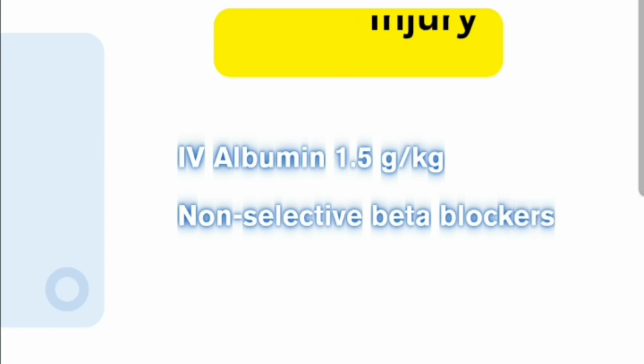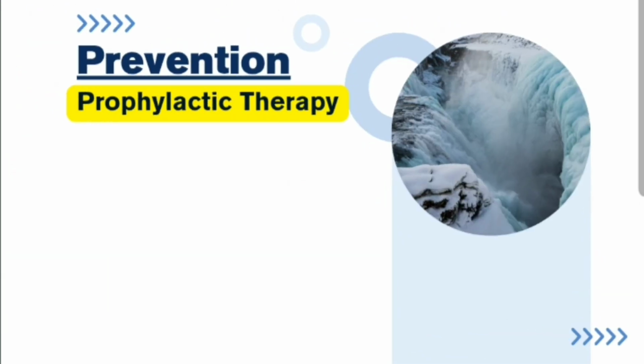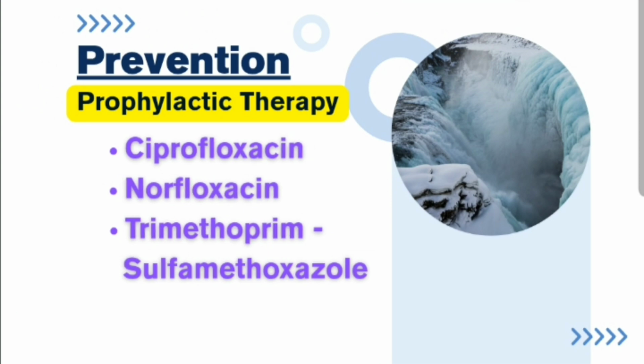Now let's talk about prevention of SBP, prophylactic therapy. Up to 70% of patients who survive an episode of SBP will have another episode within 1 year. So, what do we give in prophylaxis? Oral once daily prophylactic therapy with ciprofloxacin 500 mg or norfloxacin or trimethoprim sulfamethoxazole has been shown to reduce the rate of recurrent infections to less than 20%.